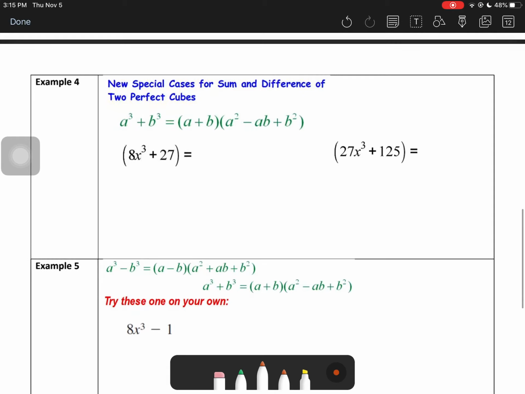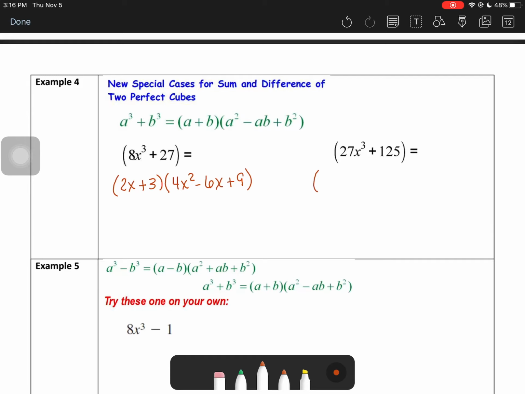In our next example, we'll do the sum of cubes, and it's the exact same pattern, but it's a plus. The cube root of 8x cubed is 2x, and the cube root of 27 is 3. We square the a value. 2x times 2x is 4x squared. Multiply the two together. 3 times 2x is 6x, and we change it to a subtraction, and we square the 3, which is 9.